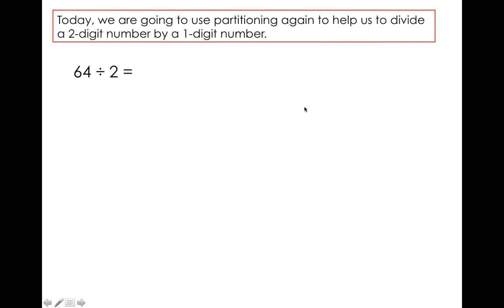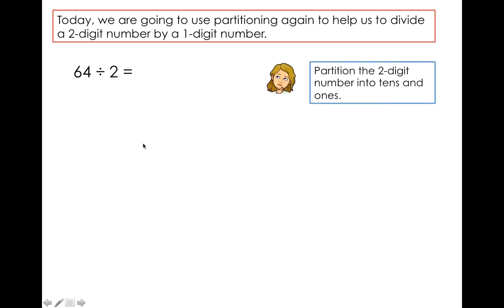Now today we're going to be using partitioning again to help us to divide a 2-digit number by a 1-digit number. So here's my question, 64 divided by 2. And the first thing I'm going to do, like yesterday, is partition the 2-digit number, so break up the 2-digit number into tens and ones.